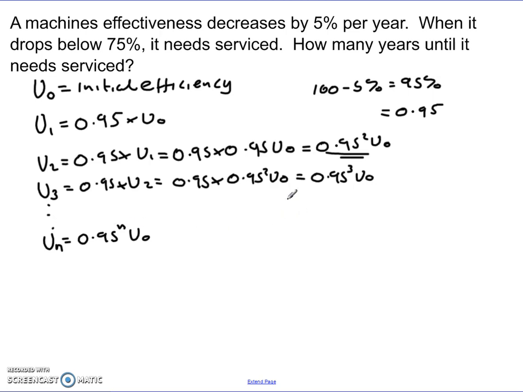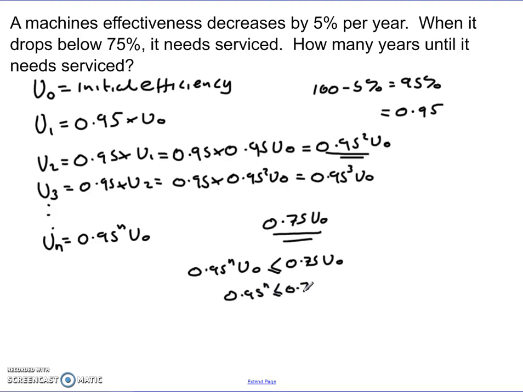What I also know is that when it's 75% and drops below that, that's when it needs service. So when it's at 0.75 times that initial efficiency, that's when it needs to be serviced. So I know that at this point, when that 0.95 to the power of n U0 is less than or equal to the 0.75 U0, that's when it needs its service. And again, that means when 0.95 to the n is less than or equal to 0.75. So it's now just a case of putting in the values.